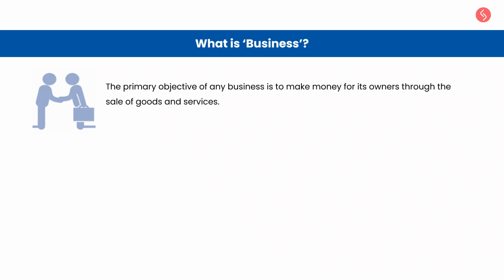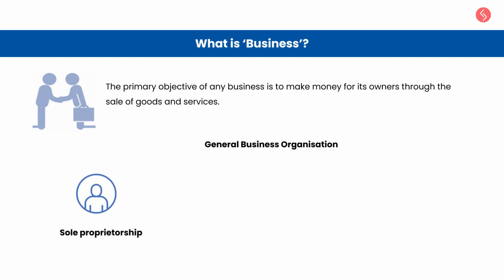The primary objective of any business is to make money for its owners through the sale of goods and services. Three main types of general business organization are sole proprietorship, partnership, corporations.